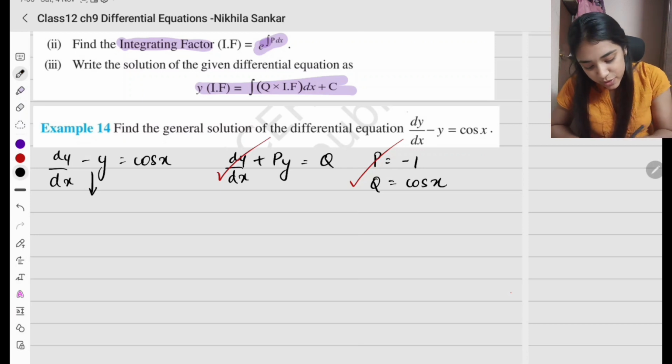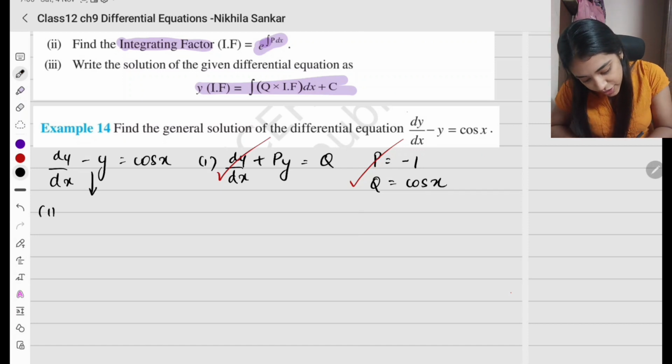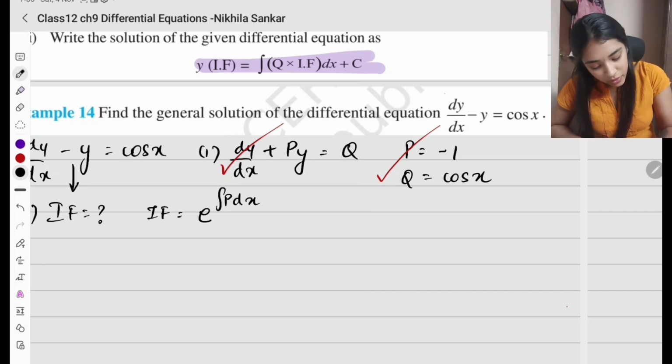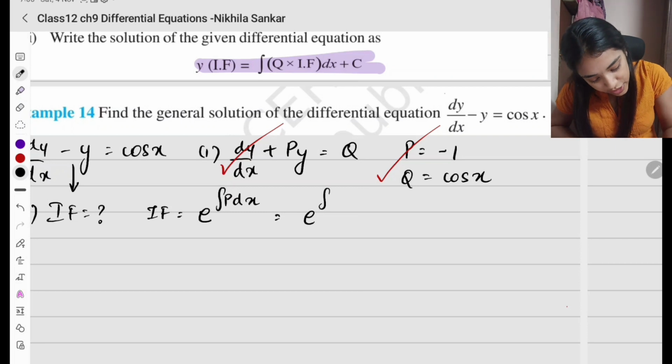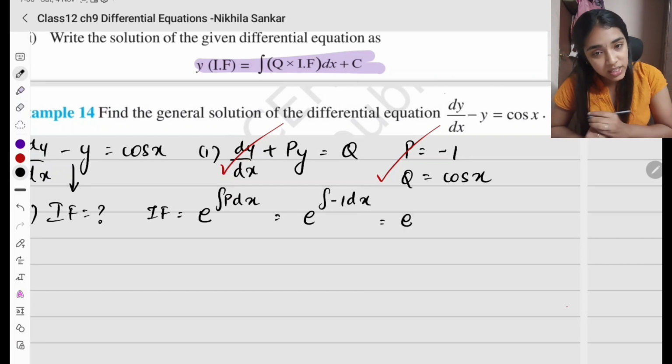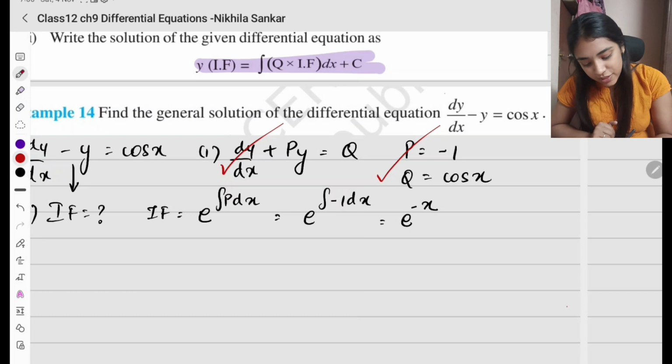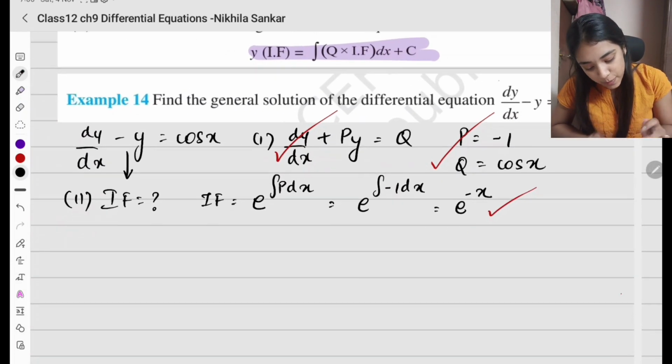Now second step is going to be to find the integrating factor. And how are you going to find it? It equals e raised to the power integral of p dx. Okay, so this is nothing but e to the integral of minus 1 dx. So this is going to be e to the minus x, since integration of dx is x and the minus stays. So this is my integrating factor. Now second step is done. Third step, substitute in this particular equation.